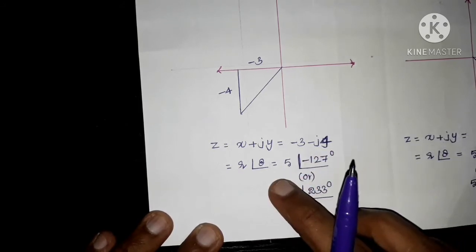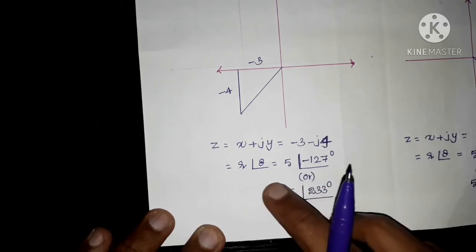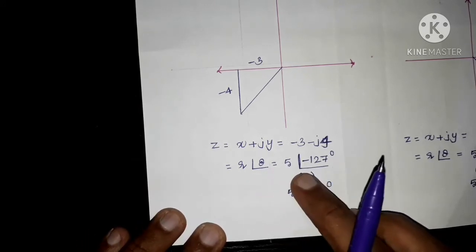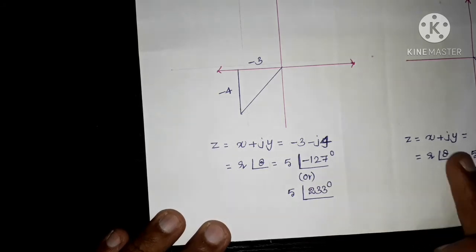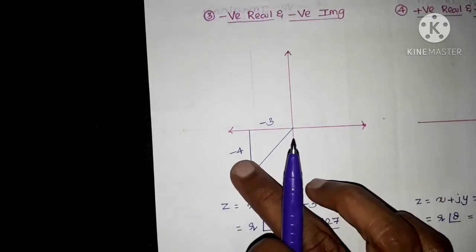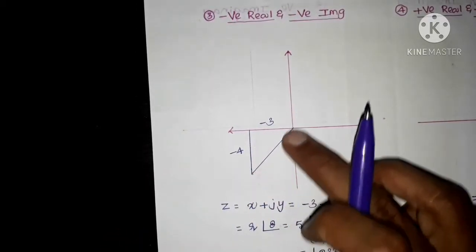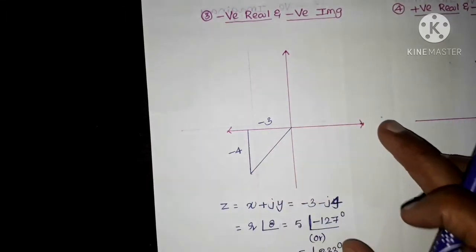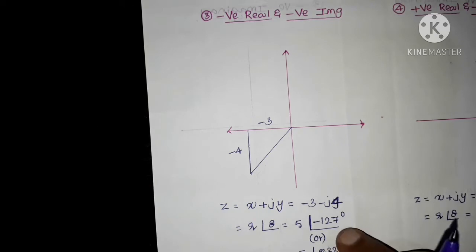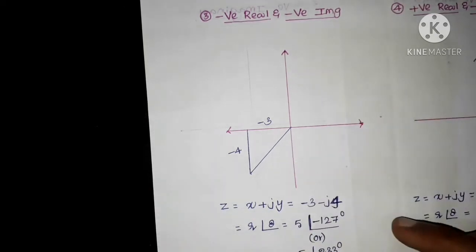If you find the polar coordinates for that, you get r and theta. r is 5 and the angle is minus 127. So here minus 3, minus 4. The resultant is 5 and it is making an angle minus 127 with the reference. Minus angle means clockwise direction. Positive angle means anti-clockwise direction.